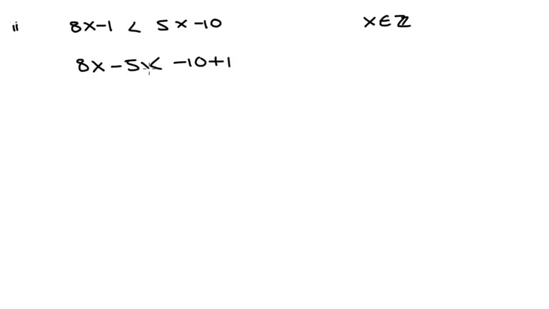So 8x minus 5x gives me 3x. 3x is less than minus 9. x is less than minus 9 divided by 3. So x is less than minus 3.